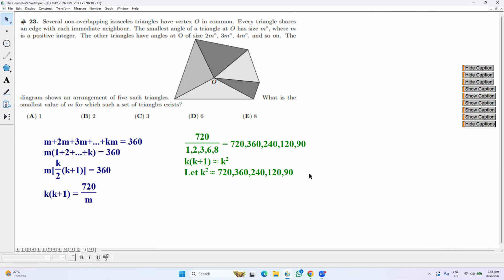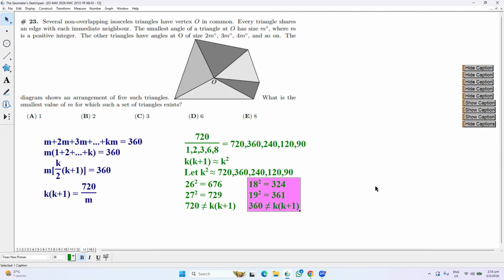So if we square a number, you don't need to square root. 26 square is smaller than 720. 27 square is 729, which is more than 720. So we cannot have 26 times 27, already not consecutive. This number is out. Then 360: 18 square is 324, 19 square is 361. So the two consecutive numbers multiplied cannot be 360, out already.